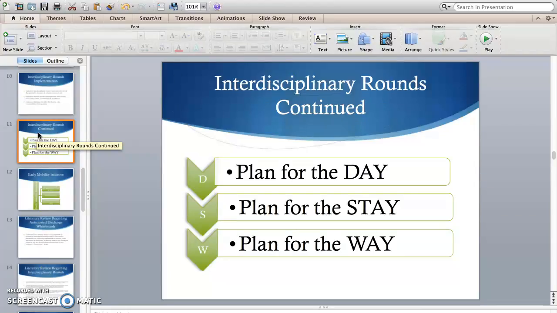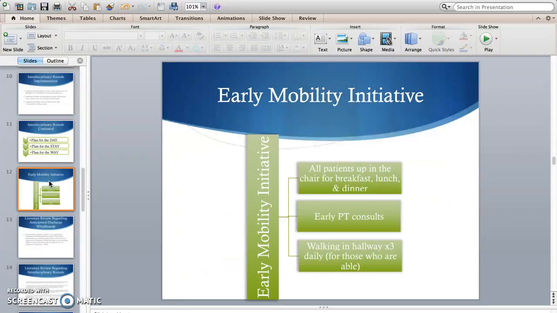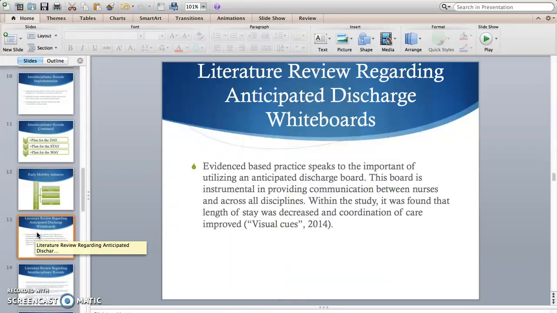And then the interdisciplinary rounds just focuses on the 3 main goals for the patient. So it focuses on the plan for the day or the goal for the patient, the plan for the stay or the goal throughout the hospitalization, and then the plan for the way, which is what is going to happen after discharge. So next talks about the early mobility initiative, and all patients should be up for all meals, so breakfast, lunch, and dinner. There should be early PT consults, and then walking in the hallway 3 times a day for those who are able to.